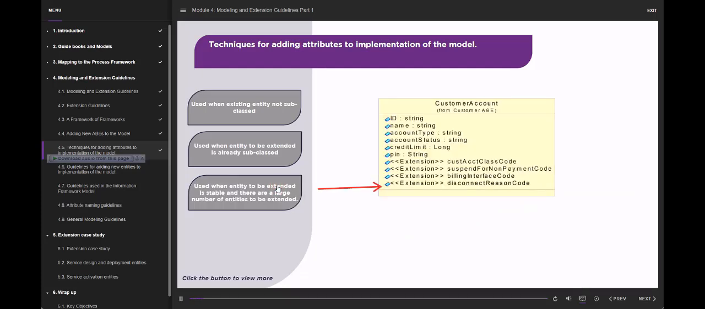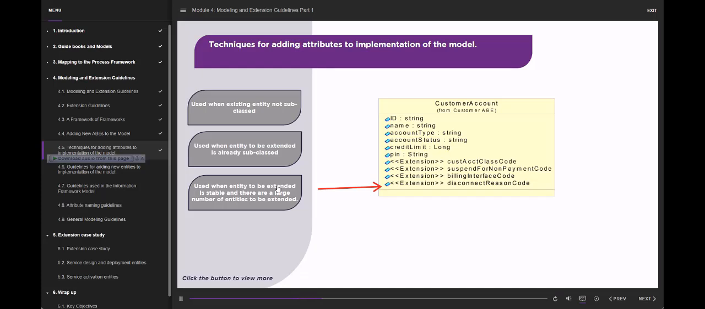The third technique can be employed when there are a large number of extensions to make. For example, one member added extensions to half the framework model entities, which would have increased the number of entities in the extended framework from about 1200 to 1800, increasing the apparent complexity of the model and making it more of a challenge to manage.